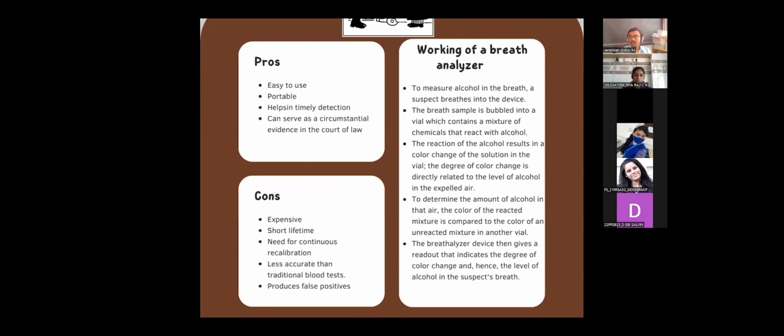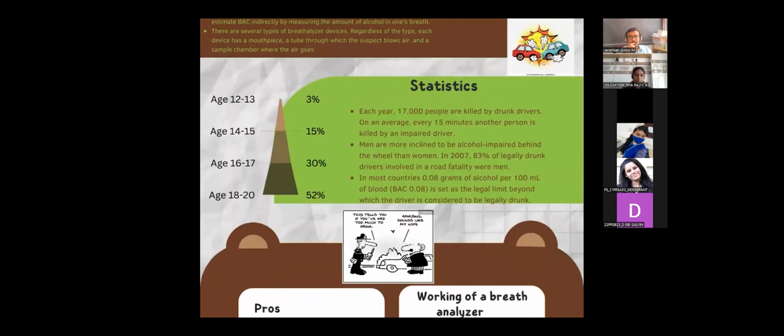There are some statistical studies that I've researched about this topic, which I've mentioned in the poster. On the left of the third segment, there is a funnel chart that I have inserted, which gives us data about different age groups involved in crimes reported under drunk and drive. Further, a point that I would like to highlight here is that in India and even in most countries, 0.08 BAC is set as the legal limit beyond which the driver is considered to be legally drunk. And hence, most chronic alcohol consumers have a breath analyzer installed in their cars. And at the end, I've also listed a few advantages and disadvantages for your benefit.